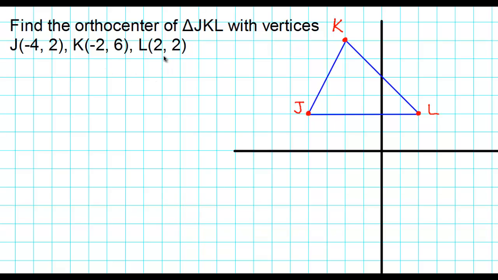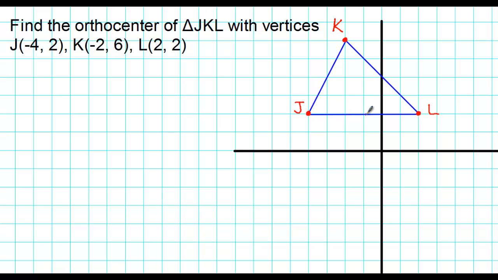And this is what you're going to have to do on your homework and on the test. So here's my triangle. I've already got all my vertices. I've already got my triangle drawn. What it's asking me to do is find the orthocenter. So I need to find the intersection of all the heights.